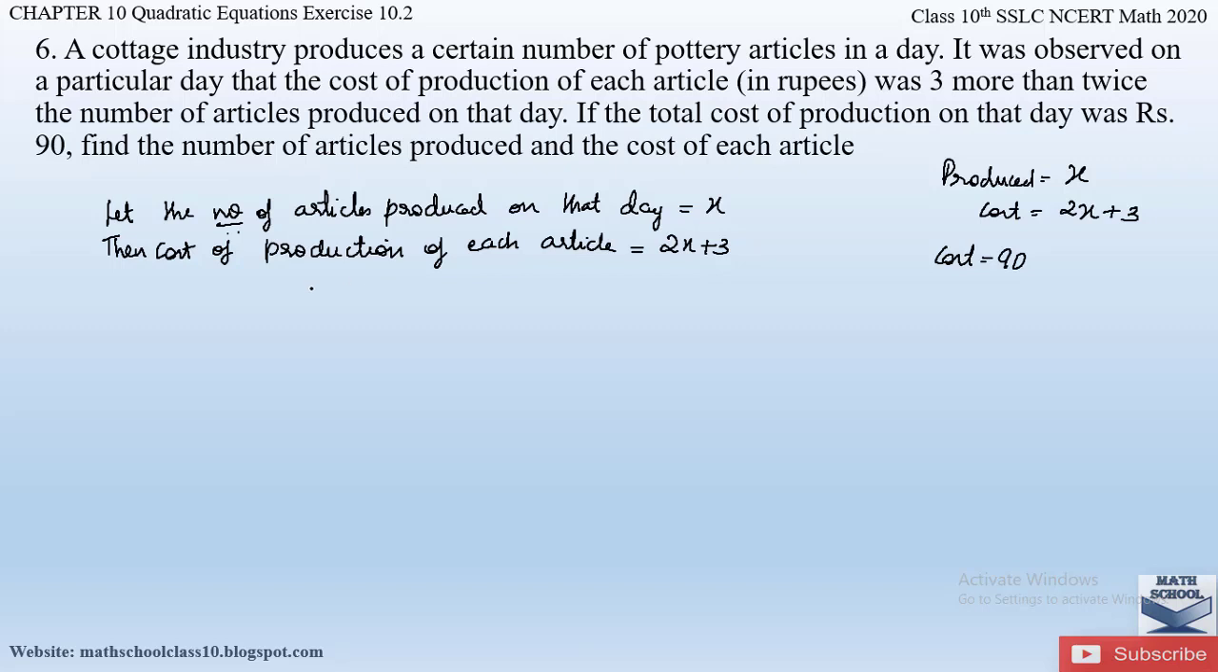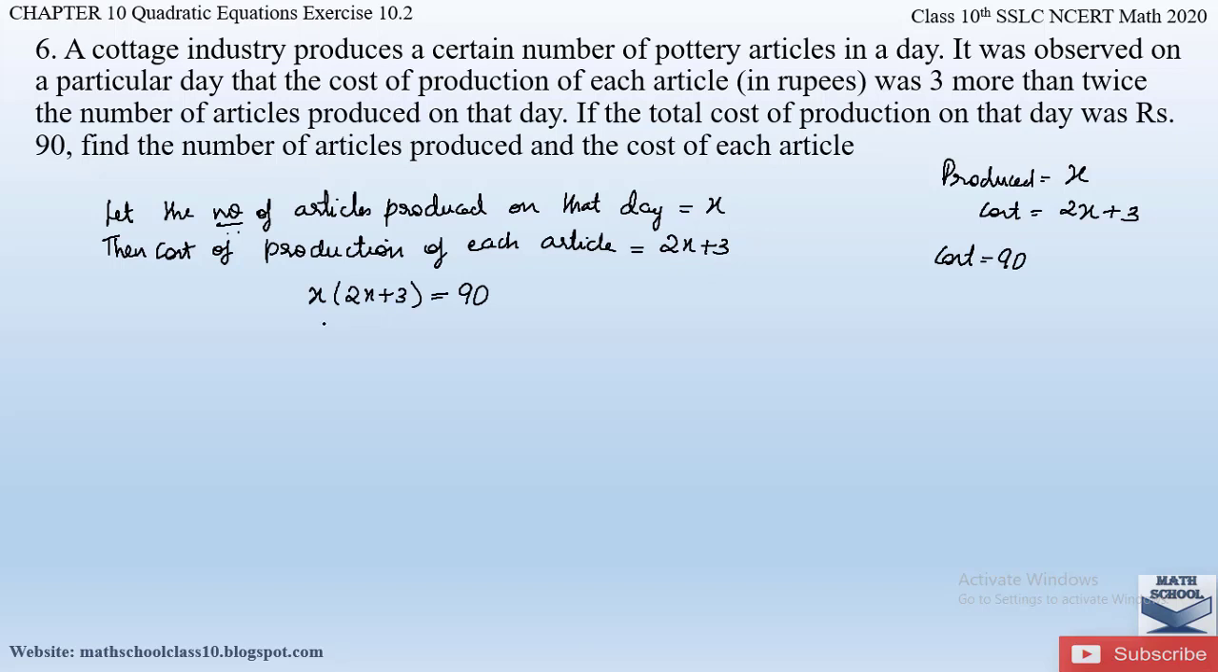Therefore, we are going to take x into 2x plus 3, that is, the articles produced on that day and the cost of each article is equal to 2x plus 3, that is equal to the total cost of the product. So now let us solve this equation and find out the value of x, that is the number of articles produced on that day and the cost of production of each article.